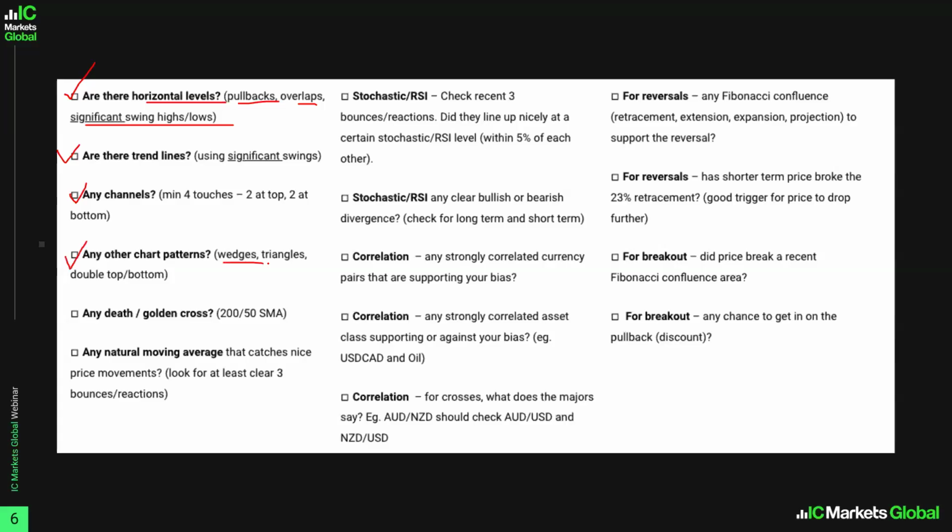I look for any chart patterns, like a triangle, double top, double bottom. And I'll see if there's any death or golden crosses, pulling out the moving average settings, 250, to see where price is moving. Any natural moving average, stochastics and RSI to look for any bounces and divergences. And lastly, I'll look for correlations. Correlation basically means that I'm using two separate charts to come up with a directional bias. So these are the three.